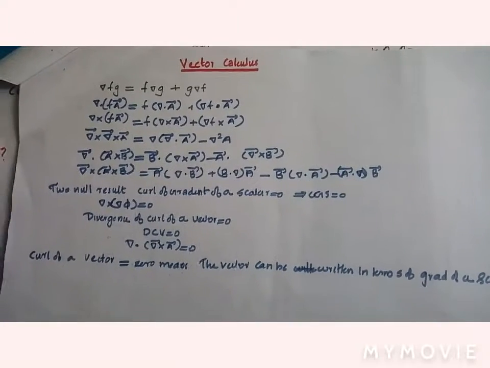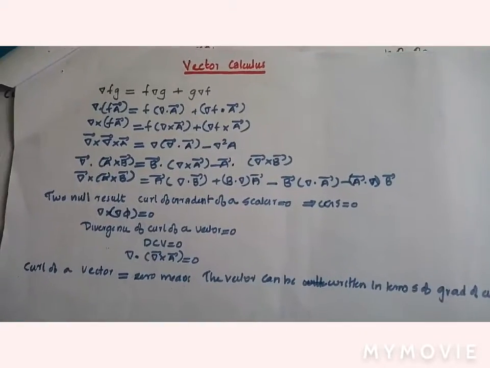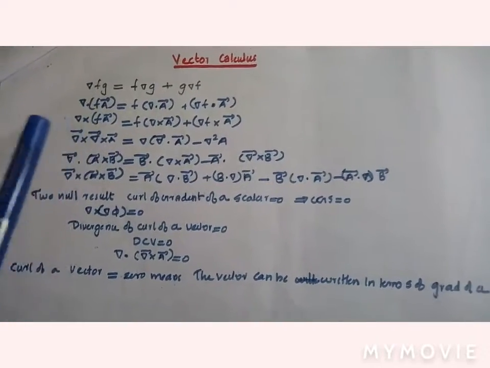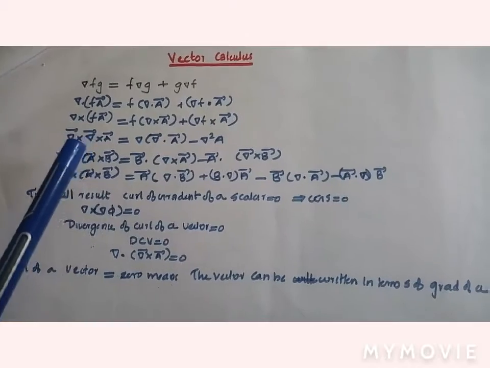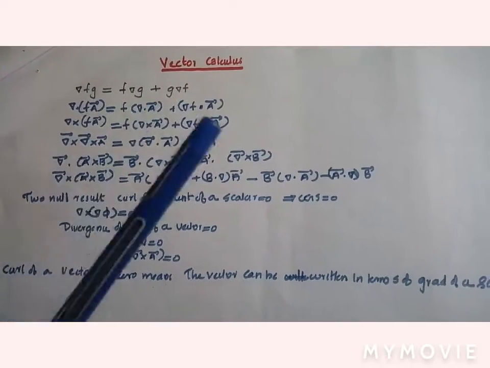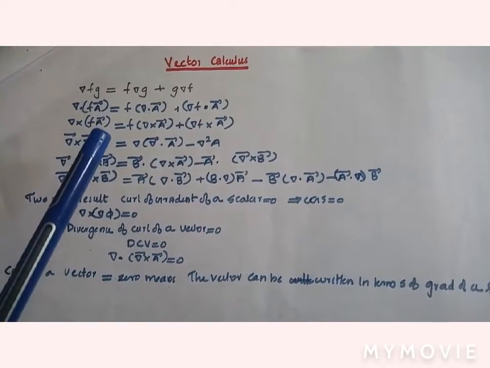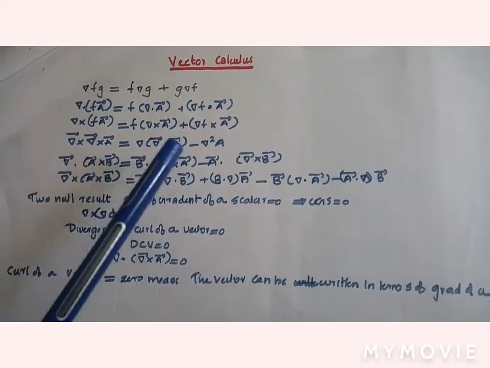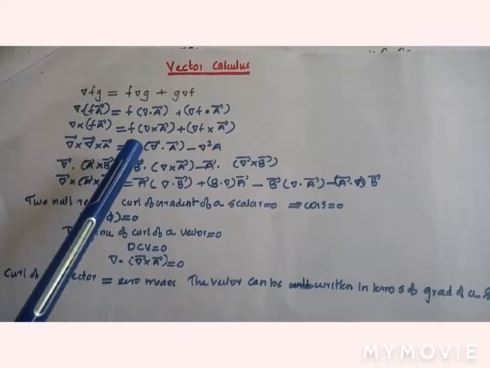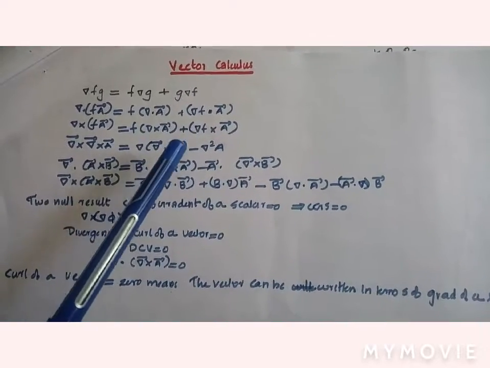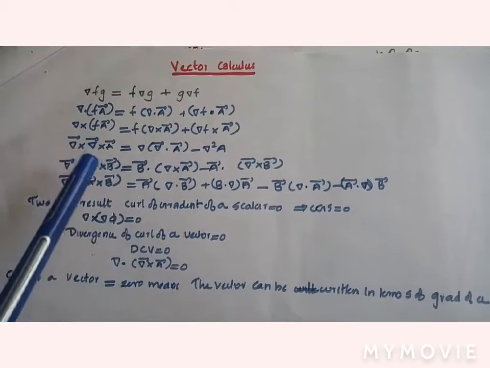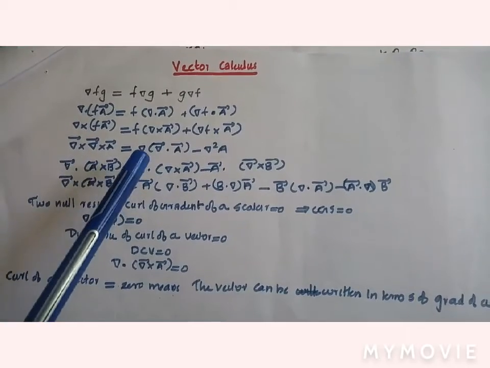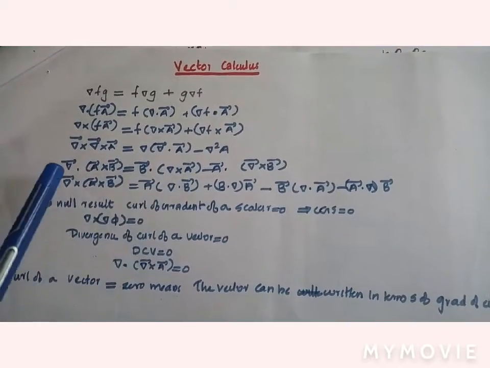Today we are going to study some equations in vector calculus. Del operation: del of fg is f into del g plus g into del f. Del dot f a bar is equal to f into del dot a bar plus del f dot a bar. Del cross f a bar is equal to f into del cross a bar plus del f cross a bar. Del cross del cross a is equal to del into del dot a minus del square a.